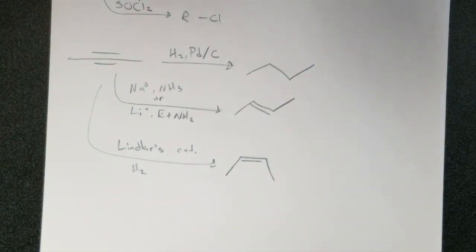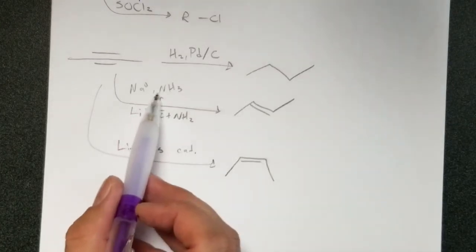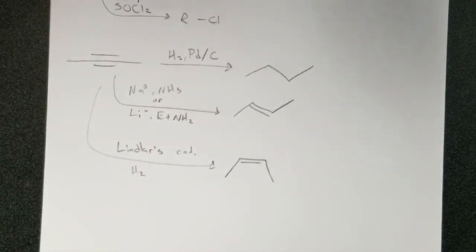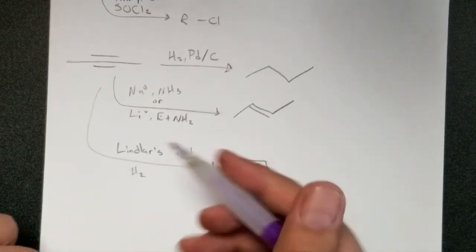I've actually run this reaction myself with sodium and ammonia. It's really cool. You have to have liquid ammonia, and when you dissolve sodium metal into it, it turns a vibrant blue color. I would never think sodium would be blue, but when you dissolve it in ammonia, it turns a bright blue. Then you drop your alkyne into it, and you get the trans product at the end.